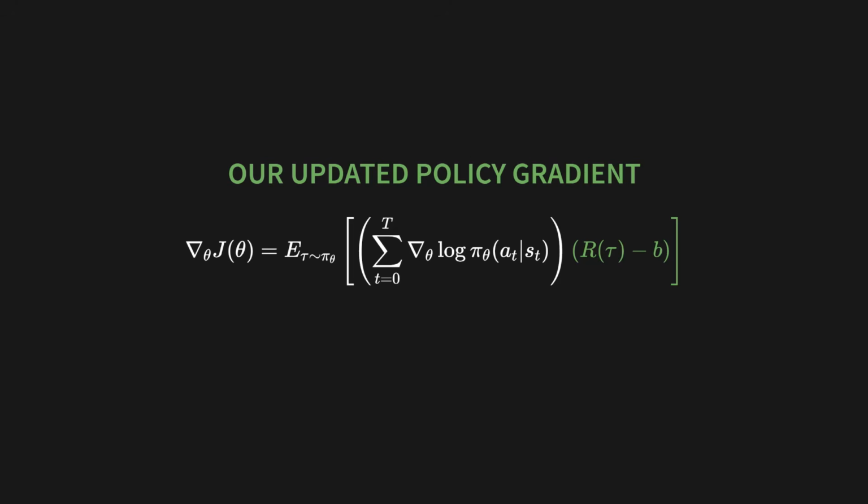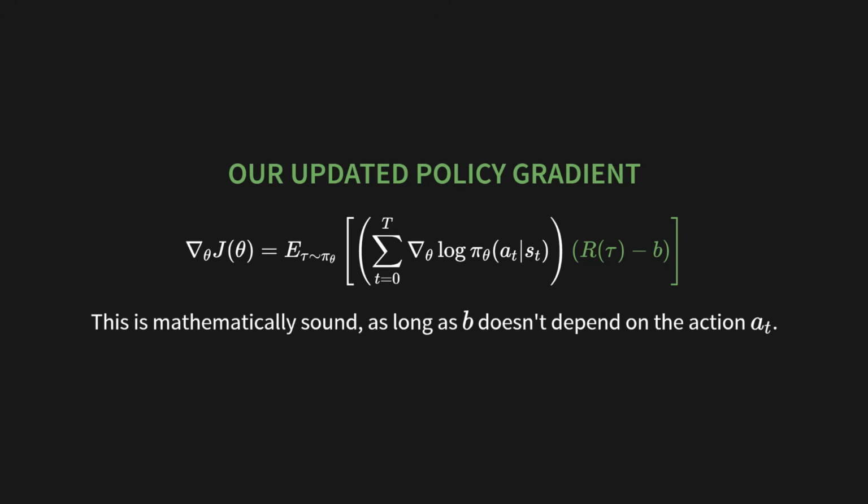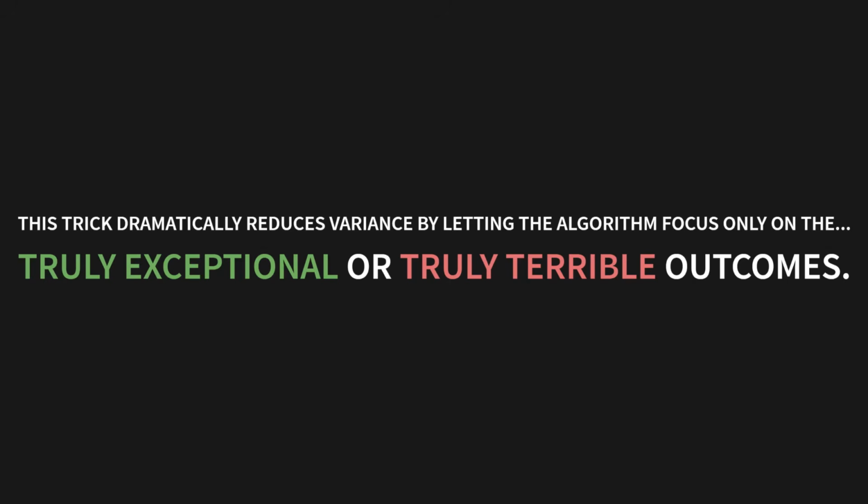And the best part? This is a totally sound mathematical trick, as long as our baseline b doesn't depend on the specific action a_t we took. This simple change dramatically reduces variance by letting the algorithm focus only on the truly exceptional or truly terrible outcomes. Everything else that's just average gets an update signal close to 0. It's so much cleaner. So, this brings up the obvious question. What's the best possible baseline? A simple average won't do. We need a smarter baseline.